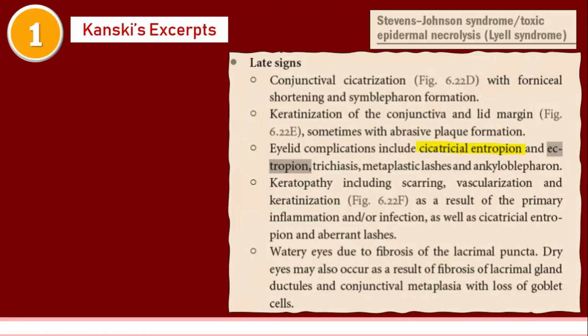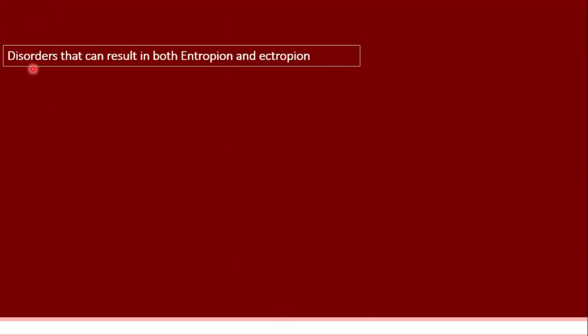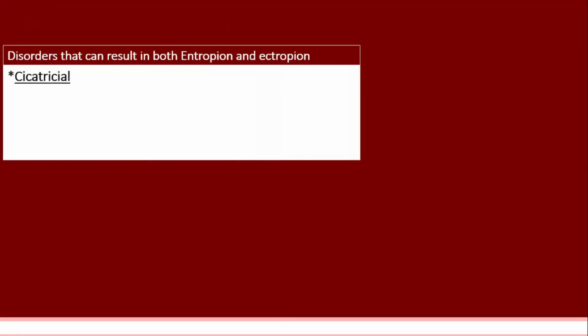Okay, stay with me. I haven't finished yet. We have some disorders, okay? And I mentioned them in the previous class, that can result in both entropion and ectropion. Stevens-Johnson was one, we just mentioned it, but you have other disorders. And actually you mentioned chemical burn, so I will write chemical burn. All disorders that can result in both are cicatricial in origin, okay? The mechanism is cicatricial. So if we have a chemical burn that affects the skin, it can result in cicatricial ectropion. If it is at the level of the conjunctiva, the tarsal conjunctiva, it can result in cicatricial entropion.